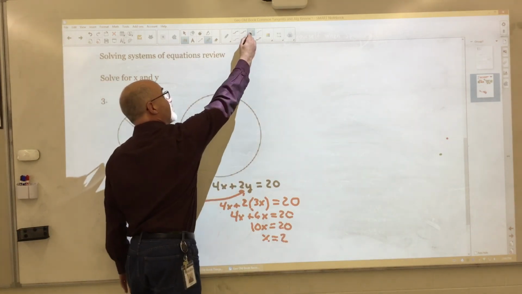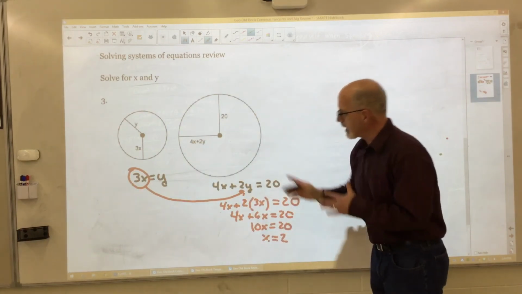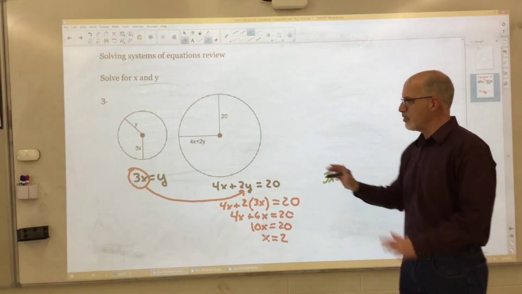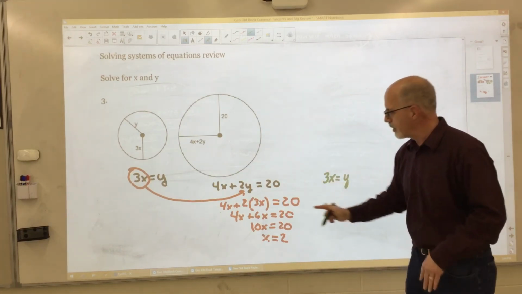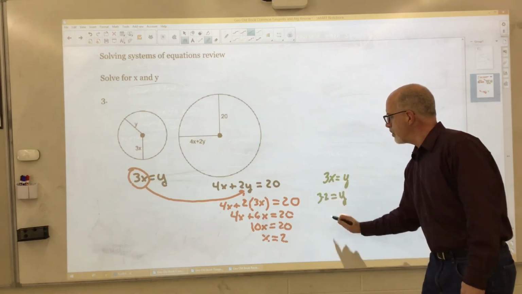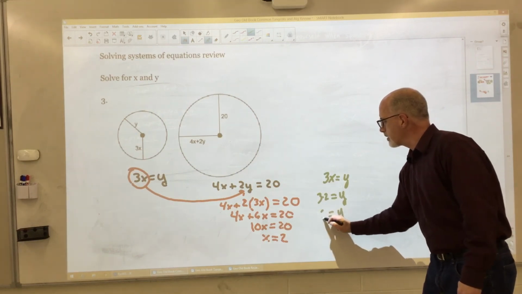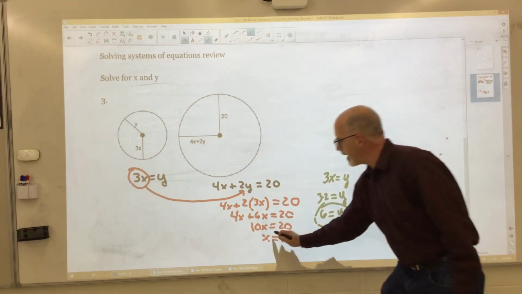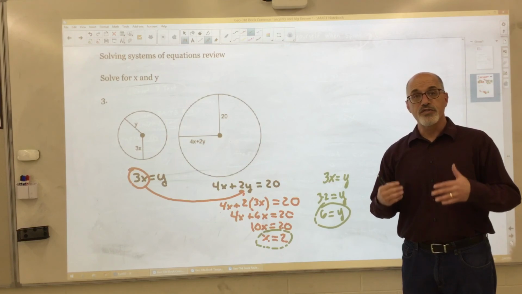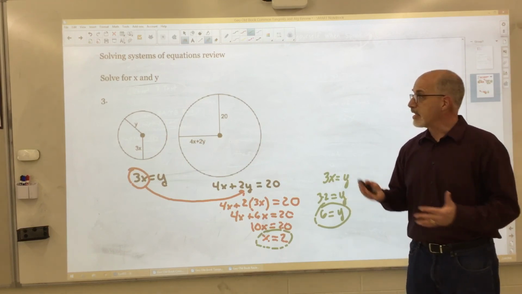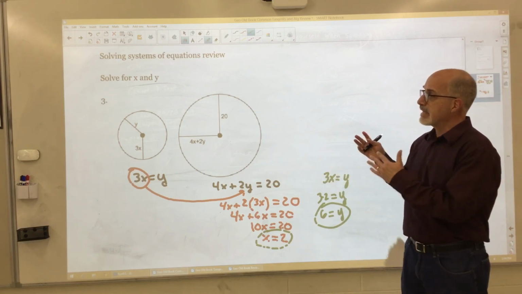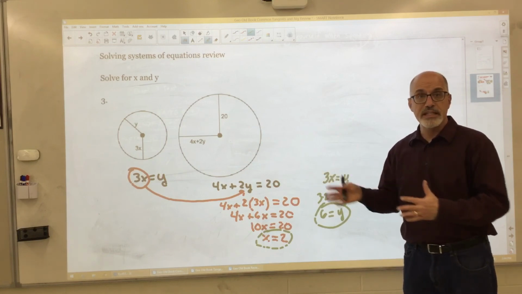Now, what we can do is find y by going back to the original. I've got 3x equal to y as one of my original equations. I could use either one, but this is probably the easier one to use. Put 2 in for x, and I get y equal to 3 times 2, so y equals 6. So my solution is x equals 2 and y equals 6. So I can use factoring to solve equations. I can also use systems of equations to solve. And I'll oftentimes be doing that in the context of some geometry problem in these algebra review problems.